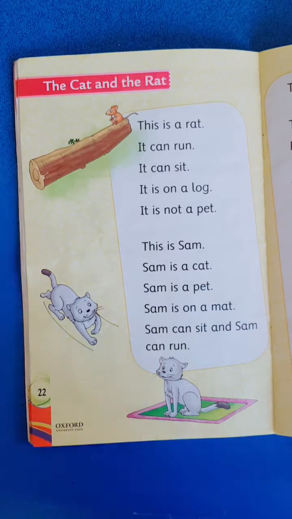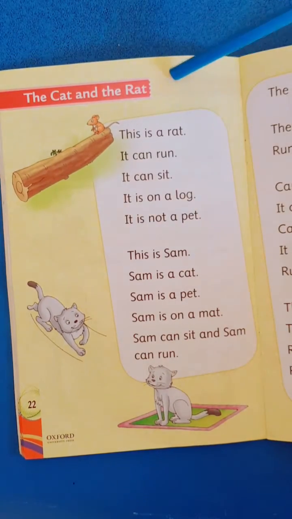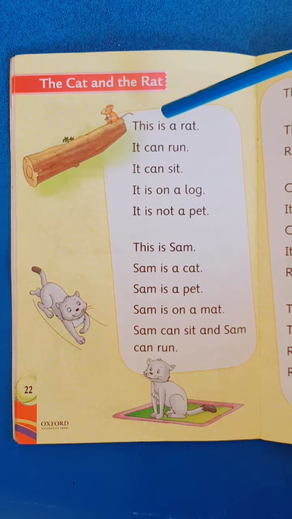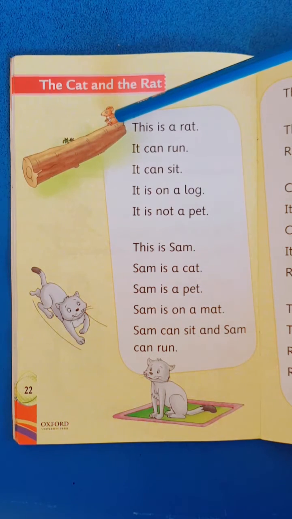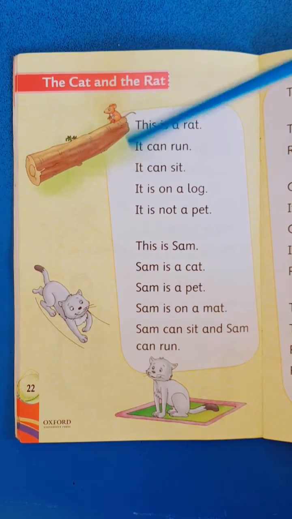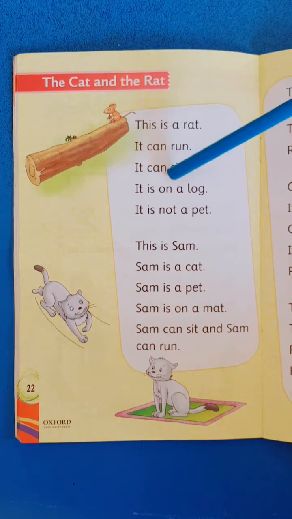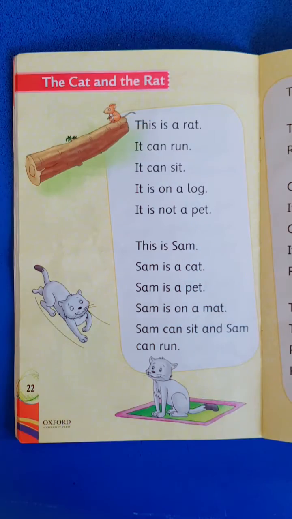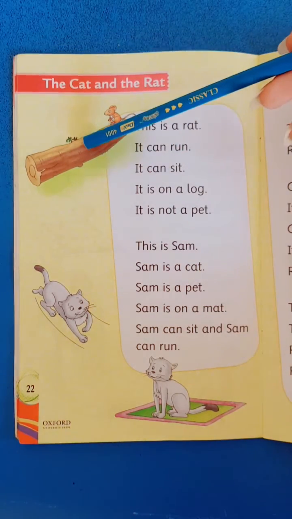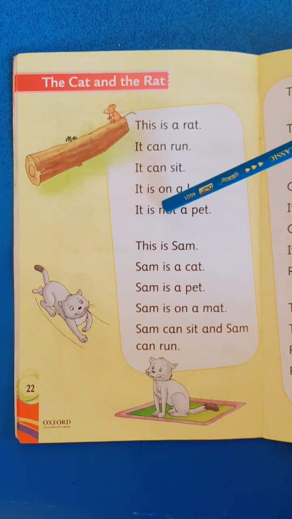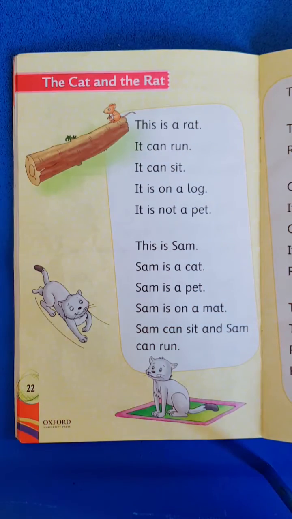Today we will read The Cat and the Rat. This is a rat. It can run. It can sit. It is on a log. Dear kids, this is a log. It is not a pet.